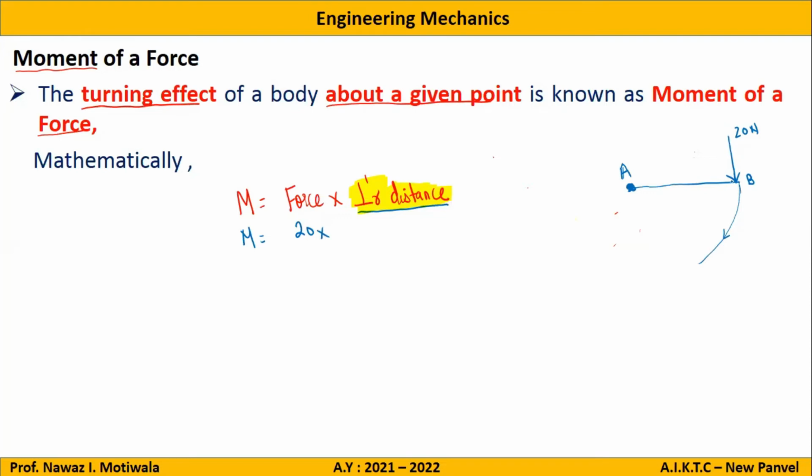If the force is in the y direction, then you take the distance along the x axis. That means this distance. So let us say I am giving you this as 2 meters. So here it will be 20 multiplied by 2, and the answer will be 40.